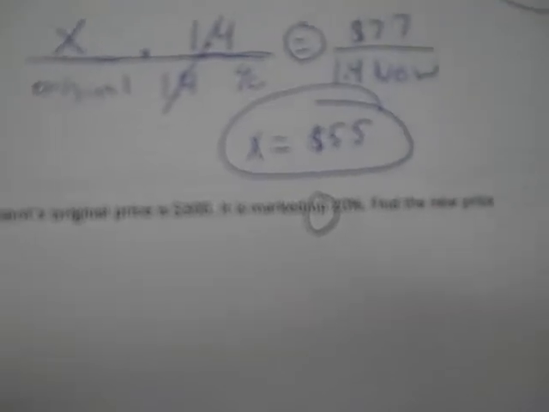Item's original price is $300. It's marked up 20%. Find the new price. So the word up indicates I need to take 100% and add 20%. 100 plus 20 is 120%. And I want to divide that by 100, and that gives me 1.2.